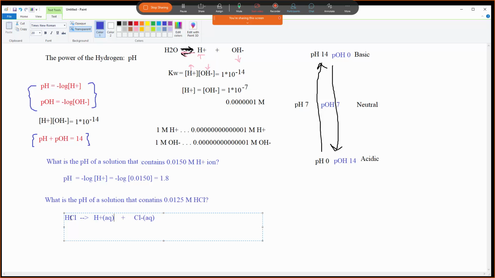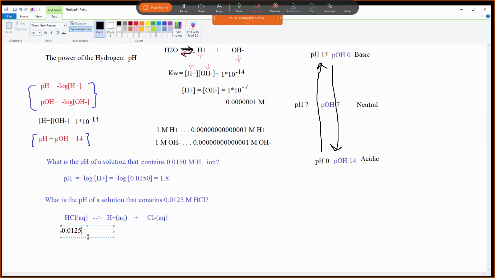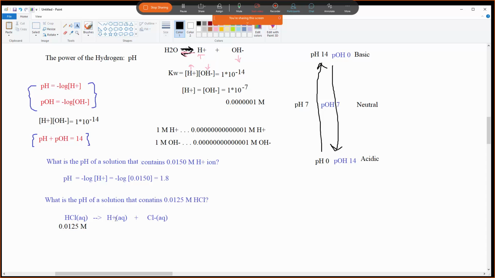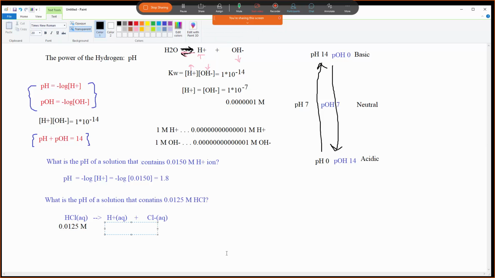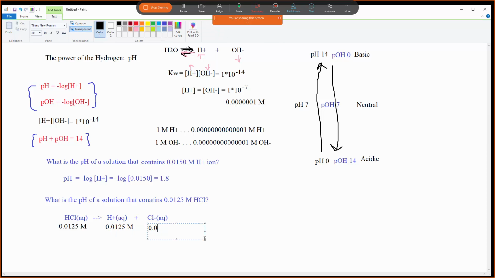Right. It behaves just like an ionic compound, even though it's not technically an ionic compound. It's very interesting. And we can say, well, look, if I started with 0.0125 moles in a liter here, then since every 1 mole of HCl gives me 1 mole of H plus, what I really am going to have is 0.0125 molar H plus and 0.0125 molar Cl minus in solution.